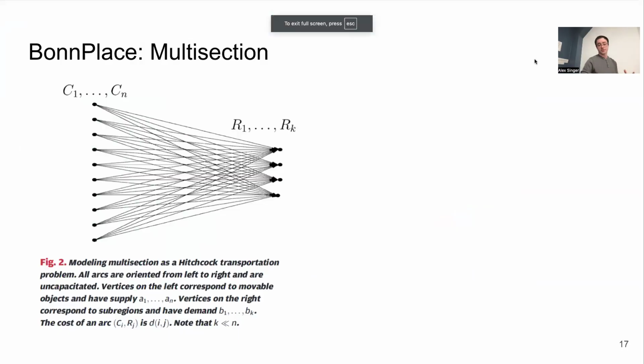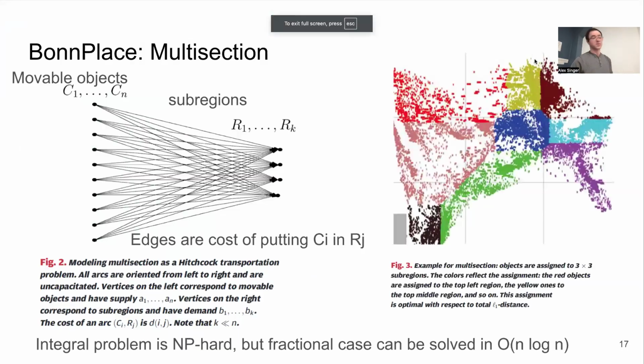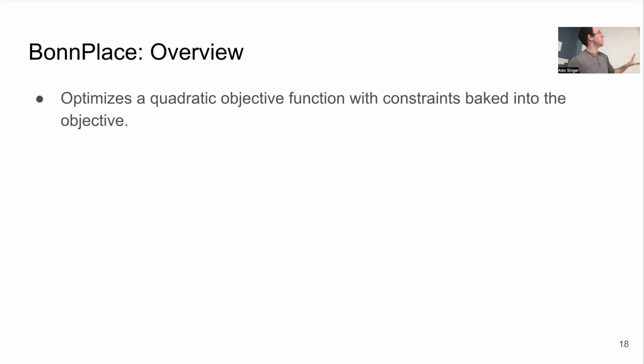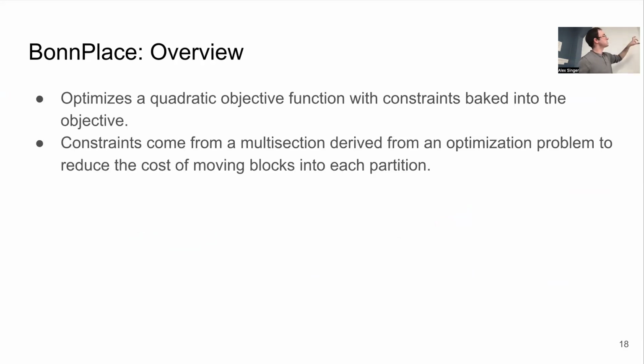Once they have these multisections, they're going to solve that global placement with the assignments, and then they're going to partition again. But I actually need to walk through this carefully. So we optimize a quadratic objective function with constraints baked into the objective. The constraints come from a multisection derived from an optimization problem to reduce the cost of moving blocks into each partition. They're very careful with that, using that really expensive algorithm to do multisection.